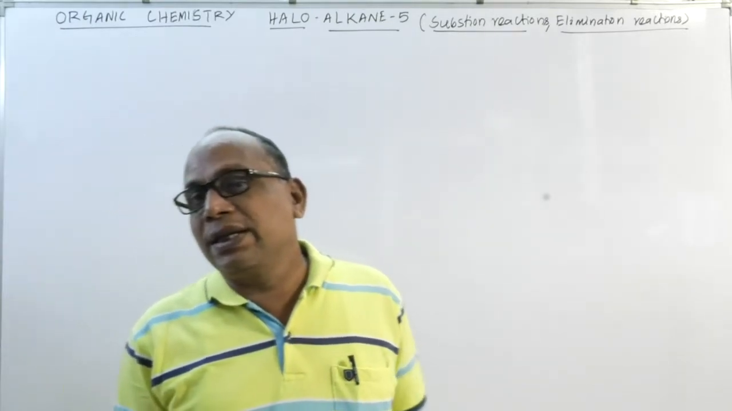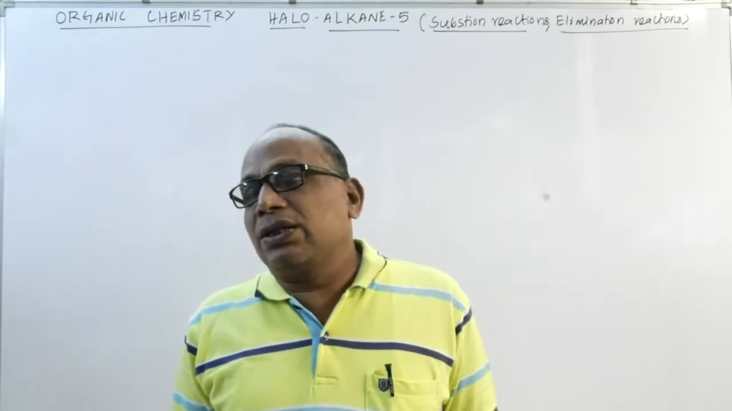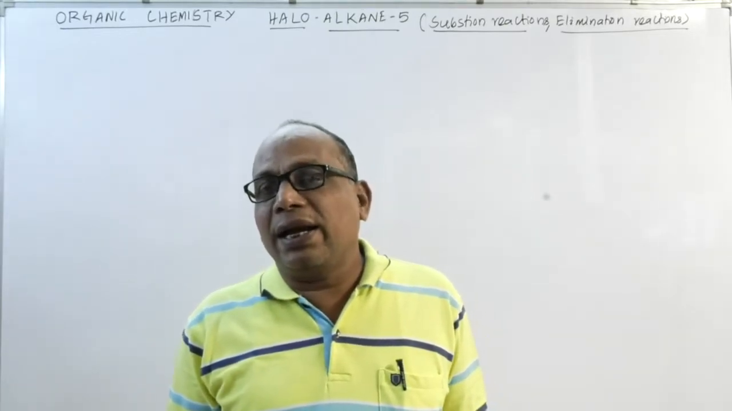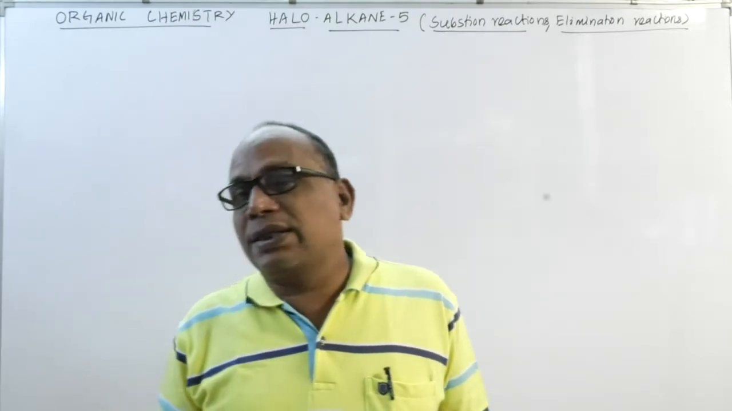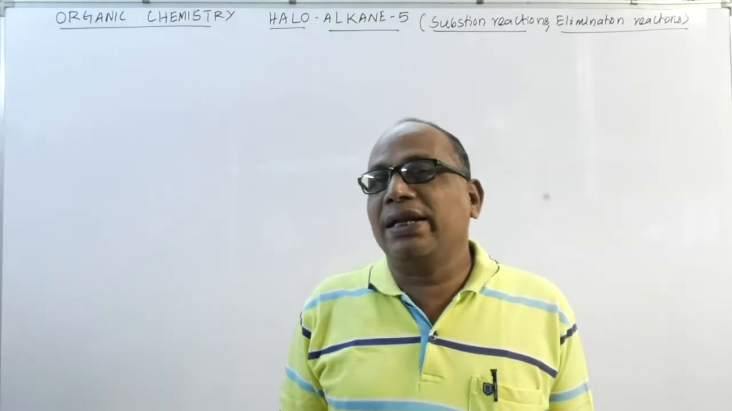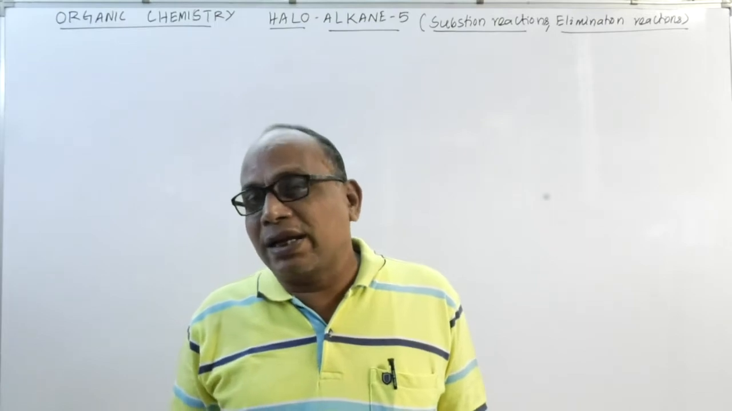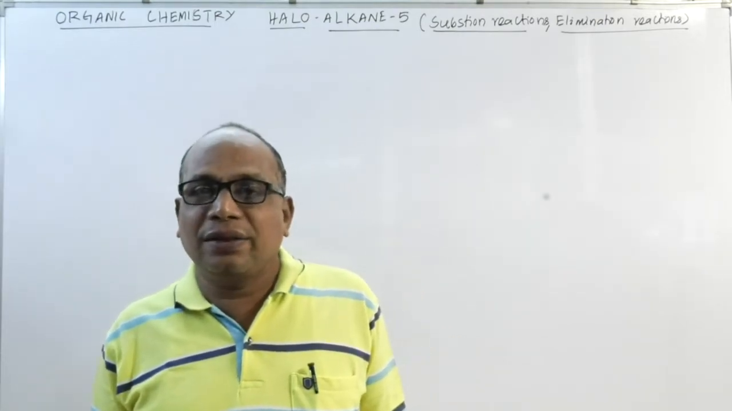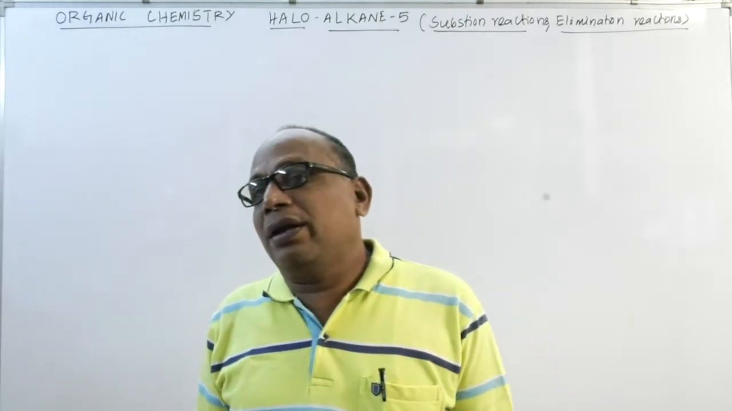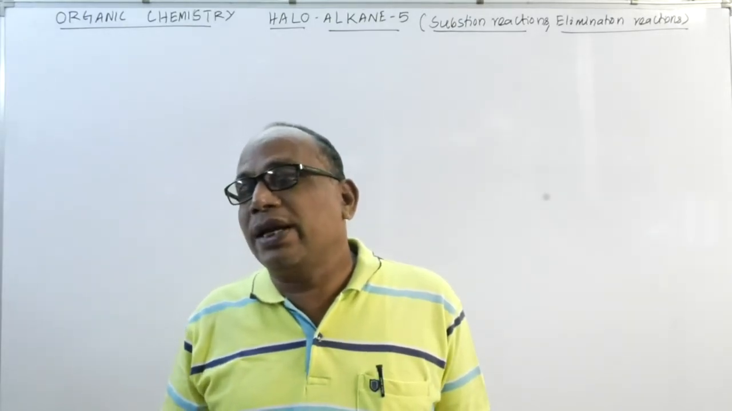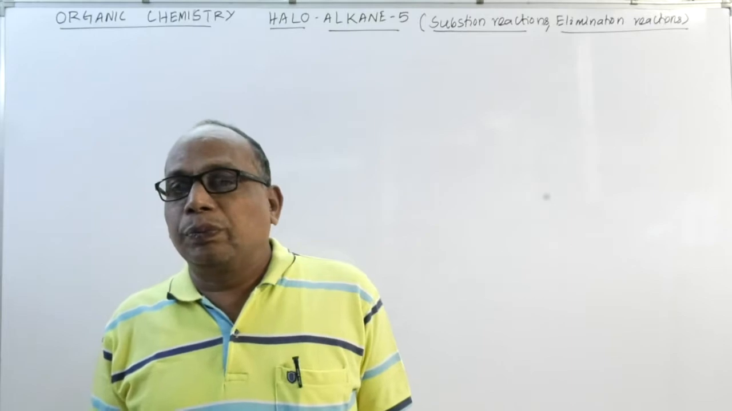The difference is that the SN1 reaction is shown by tertiary alkyl halide, allylic halide, and benzylic halide, and the SN2 reaction is shown by primary alkyl halide and, to some extent, secondary alkyl halide. The order and molecularity of the SN1 reaction is 1. The order and molecularity of the SN2 reaction is 2.